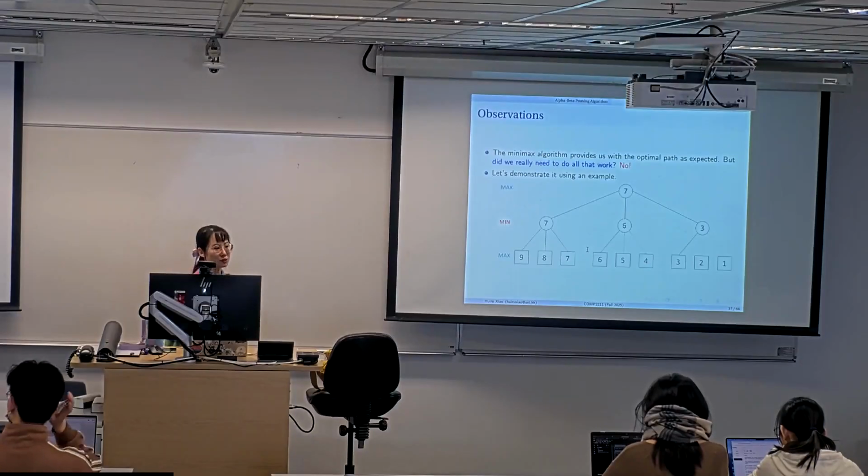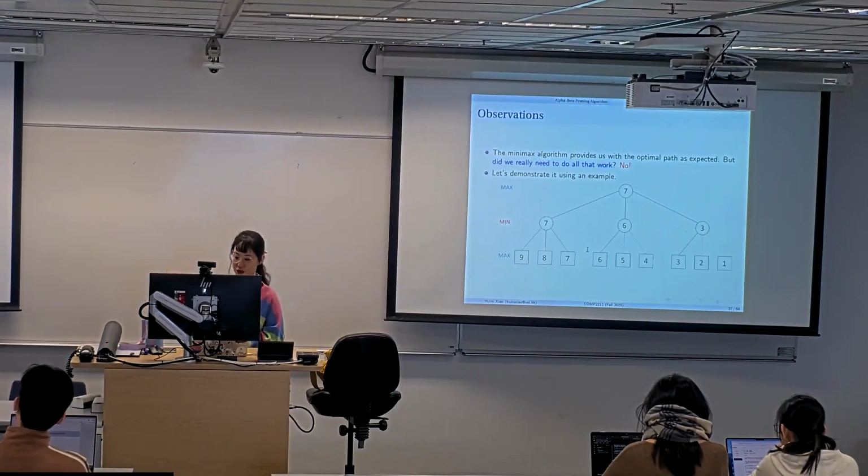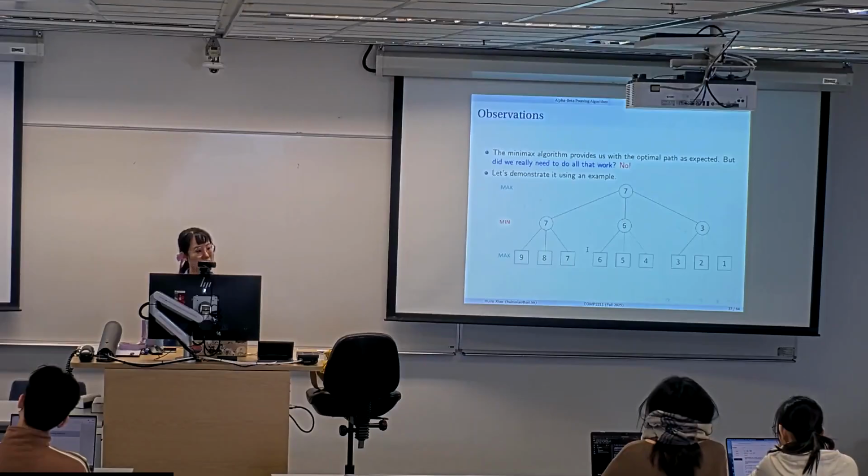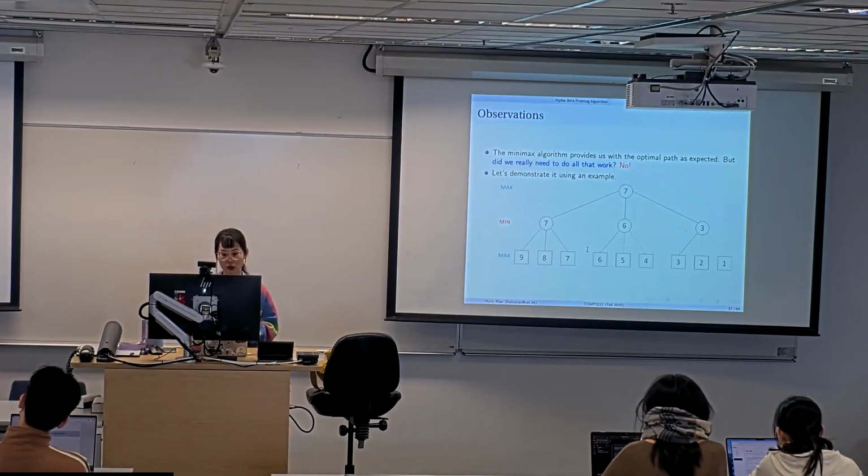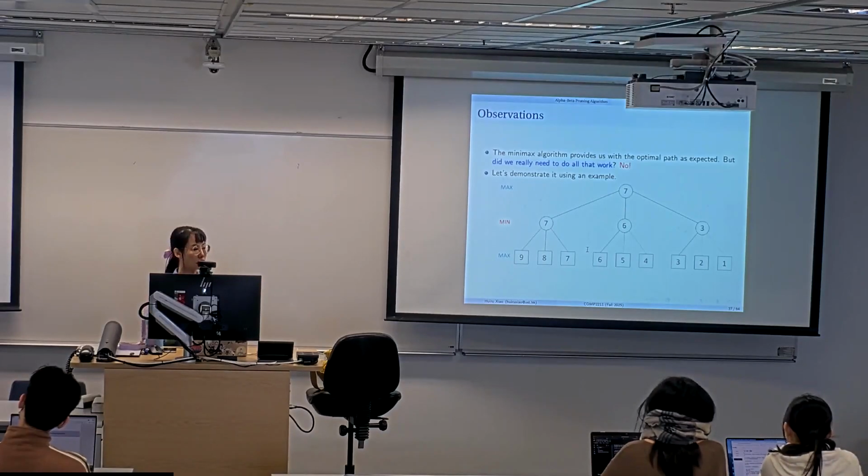Let's observe the minimax first. Suppose we have such a game tree. Of course, if we use the minimax algorithm, it provides us with the optimal path. Right, this is an optimal algorithm. But did we really need to do all that work? Did we really need to run the whole minimax algorithm?